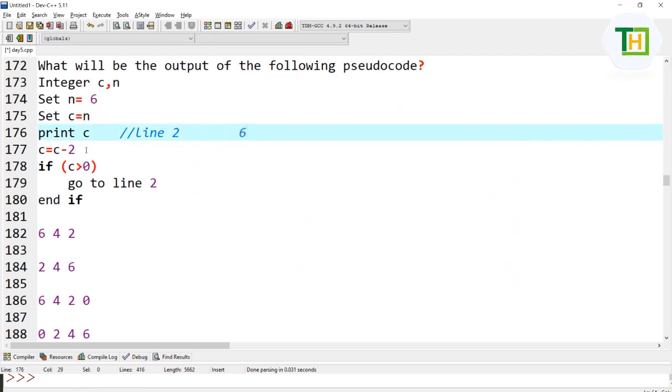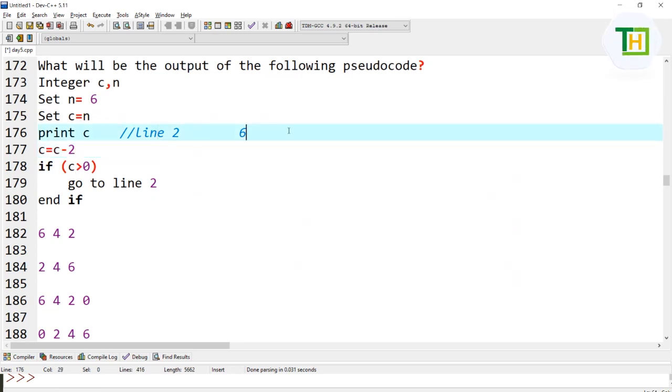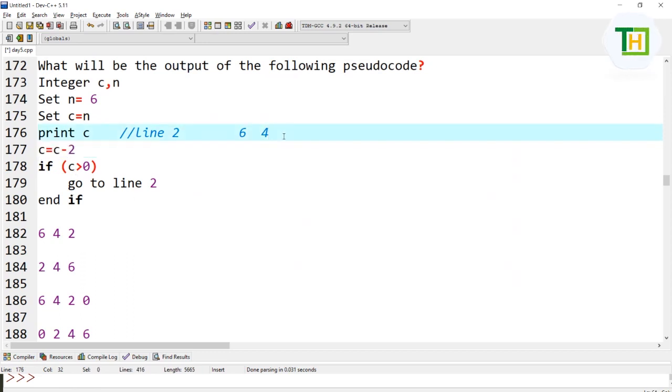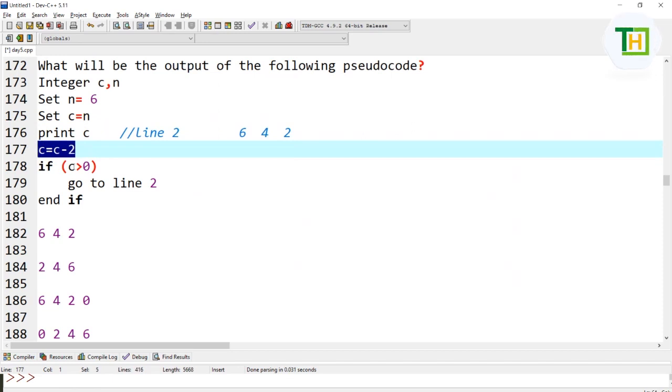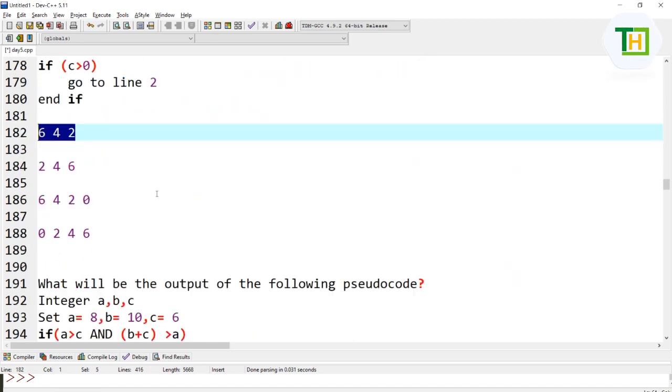Okay. Then C is equal to C minus 2. Then C becomes 4. Is 4 greater than 0? Yes. Go to line 2 and it is going to print 4 here. And then again C is equal to C minus 2. Then 4 becomes 2 here. Is 2 greater than 0? Yes. And it is going to print 2 also. Then 2 minus 2, that is going to be 0. Is 0 greater than 0? No. And it is coming out and it is going to print 642 only. Clear?